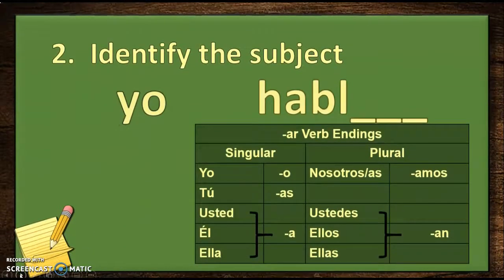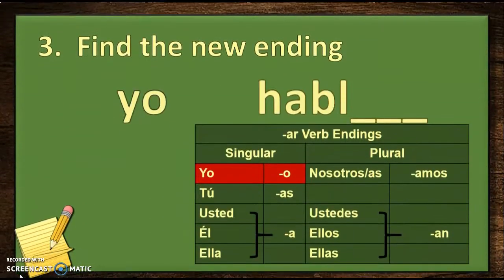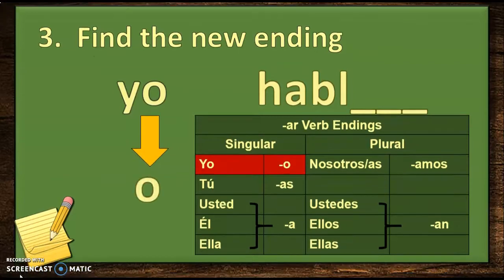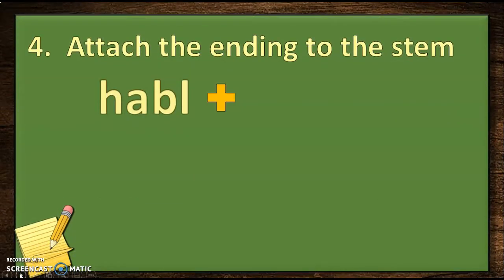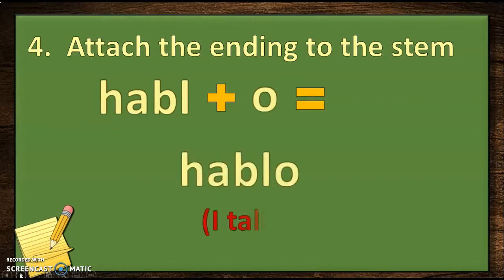Next, you want to identify the subject. In this case, the subject is yo. Now, if you go to the chart, which sometime soon you'll have memorized, you'll see that if my subject is yo, my ending is o. And now the final step, I'm going to attach that ending to the stem. So I get the verb form hablo, which is translated I talk. Notice that I don't have to have the subject pronoun in there, yo. I can just say hablo, and all by itself, it means I talk.